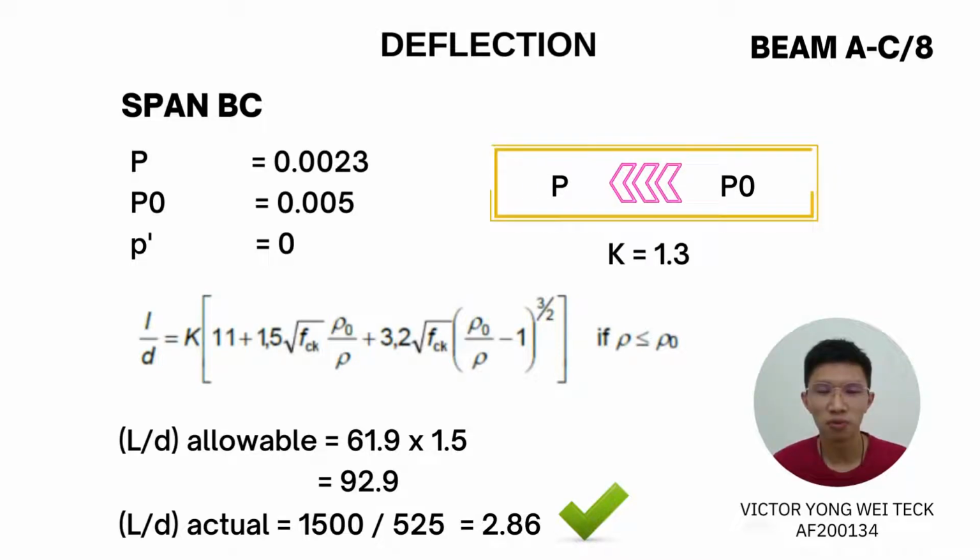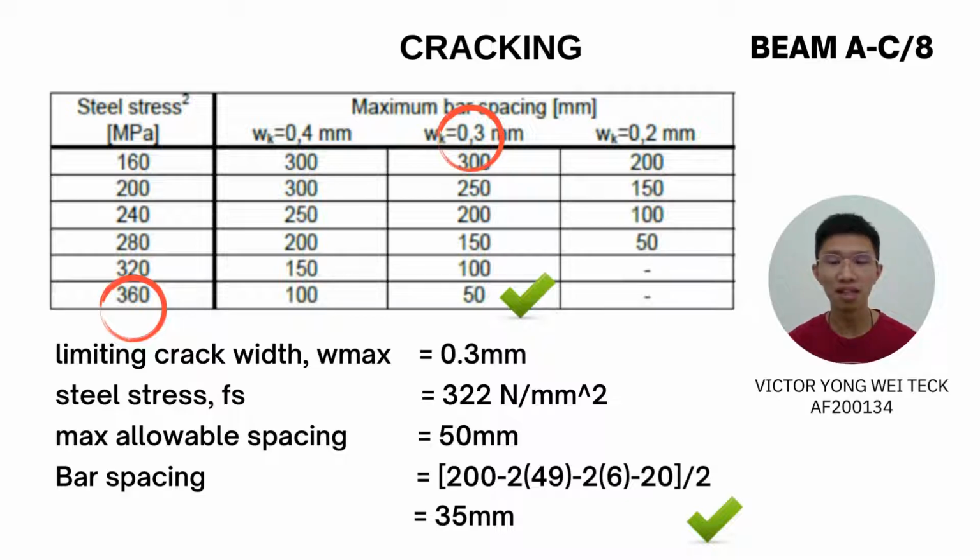Now the step to calculate the deflection for the span B to C is almost the same as the span A to B. We can clearly see that the L over D allowable is much greater than the L over D actual. Therefore, the deflection for the beam span B to C is acceptable. Now we calculate the cracking for the beam A to C/8.